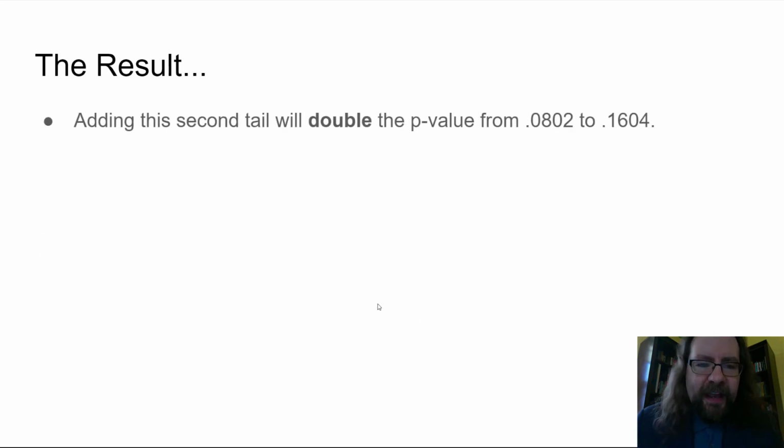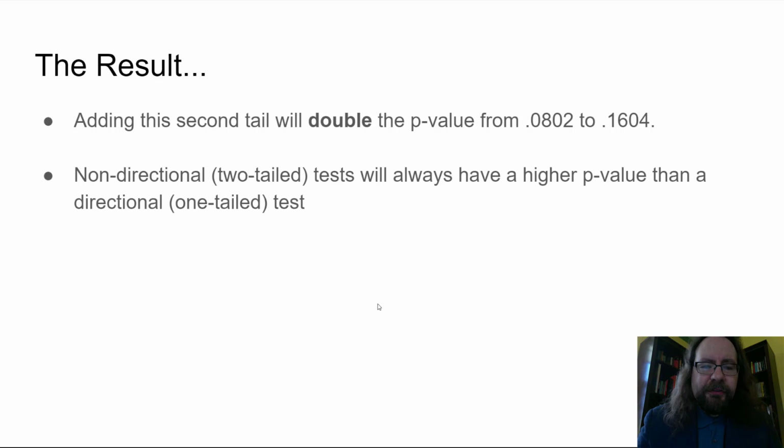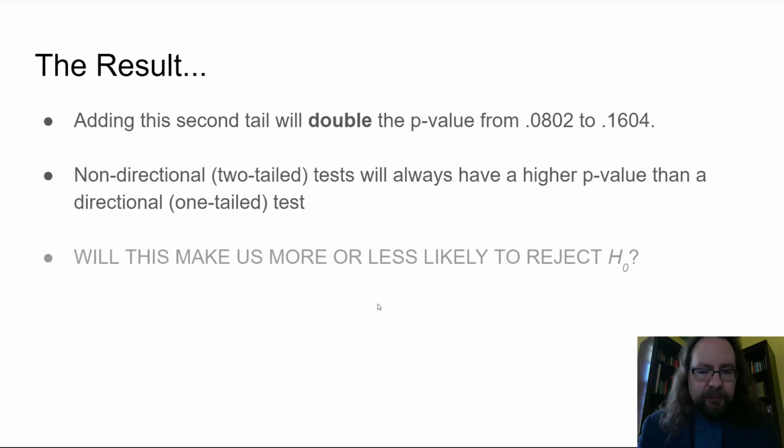You should have realized that adding the second tail will literally double the p-value because the opposite tail will have the same area. So it will go from 0.0802 to 0.1604. Another conclusion of this is that non-directional tests will always have a higher p-value than a directional test done the same way with the same sampling distribution and p-hat. So what's important here, will this make us more or less likely to reject the null hypothesis in a two-tailed test? So think about that before moving forward.